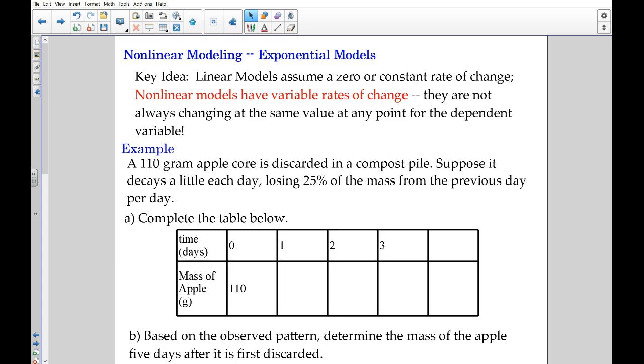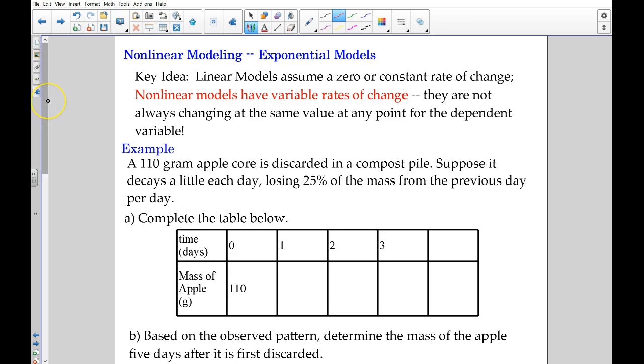Previously, if you've studied some modeling, linear models assume that you are changing at either 0 or a constant rate of change. So you're either going up or down by the same amount over each period of the independent variable. Nonlinear models, that is not the case. It may be 0 for a little bit, the rate of change may be increasing over time, it may be decreasing over time, it may do both over time. We don't know. So nonlinear models encompass all those different scenarios.